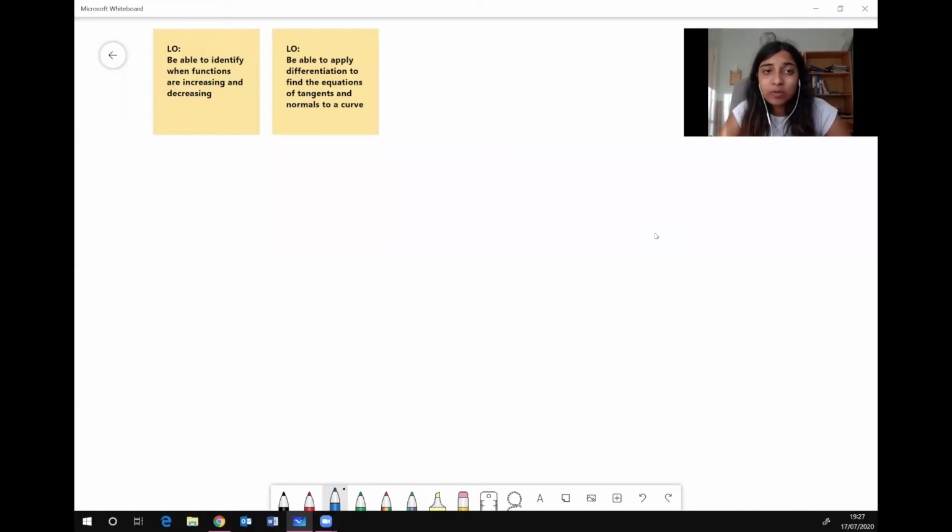So today we're going to be going over some more applications of differentiation. So the learning objective for today is going to be to identify when functions are increasing and decreasing, and to be able to apply differentiation to find the equations of tangents and normals to a curve.